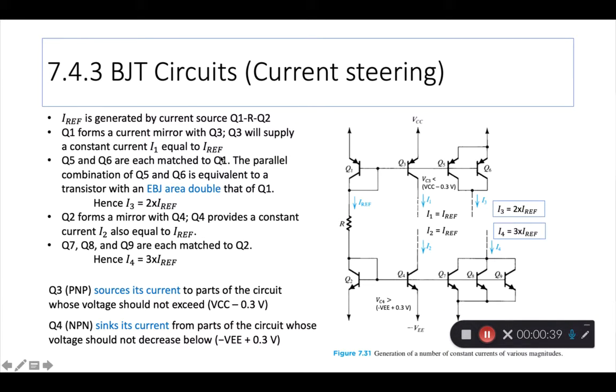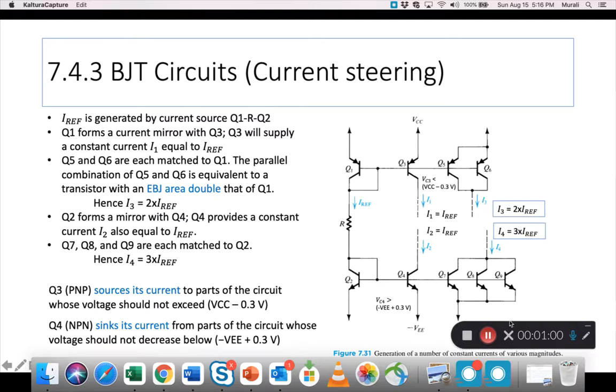All right, on this slide, I will explain what this complicated looking circuit is all about. This is figure 7.31 in our textbook, and it's called the generation of a number of constant currents of various magnitudes. Different magnitudes. We didn't do too much of this in the MOS. We just said it's possible depending on the ratios of the aspect ratios, W by L divided by W by L. Here we'll do some actual examples for the BJT case.